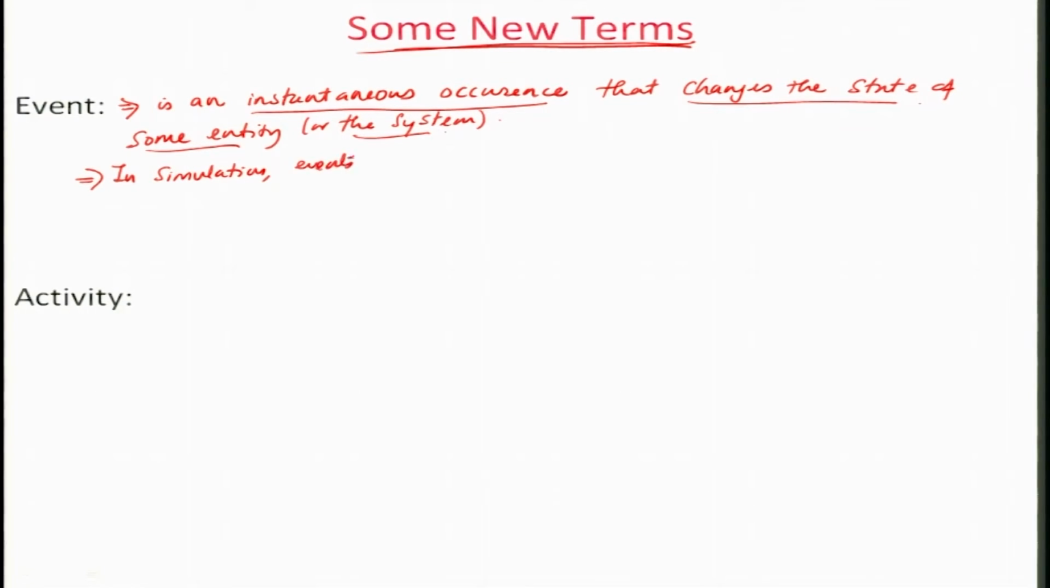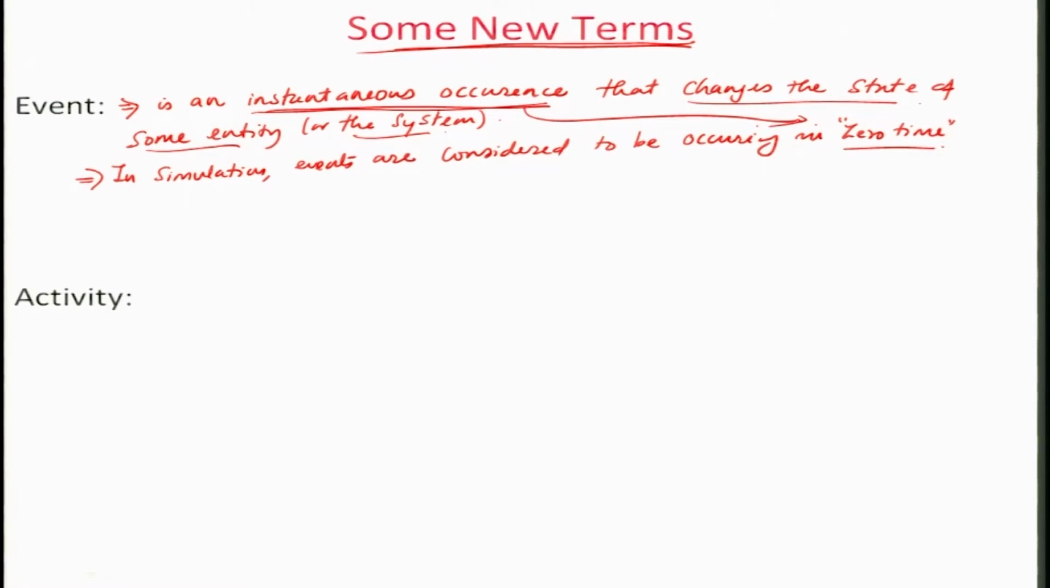events are considered to be occurring in zero time, which means the time taken for an event to occur is pretty much zero, which means it's an instantaneous occurrence. This is what we talk about as the zero time.